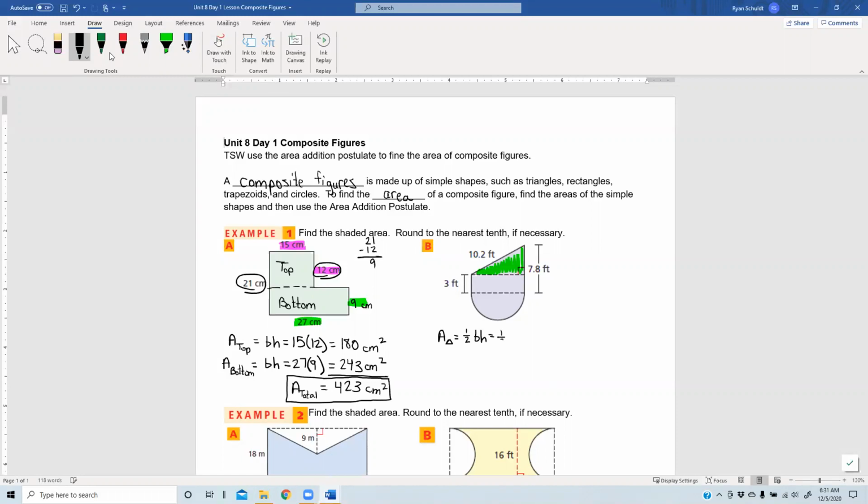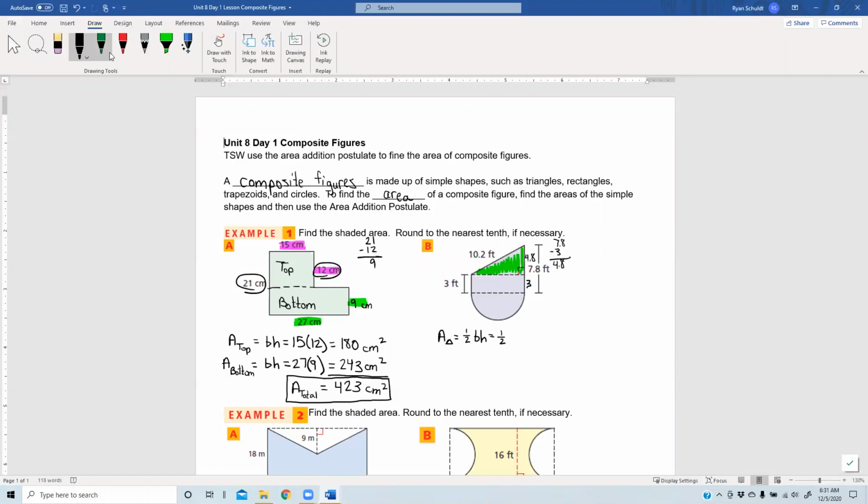Okay. Well, 1/2. Stop. We don't know the base. And we need to get the height first. So we're just all kind of messed up on this. Well, let's see. I know this is 3 down here. So what would this top be? 7.8 minus 3 is 4.8. So this is going to be 4.8.